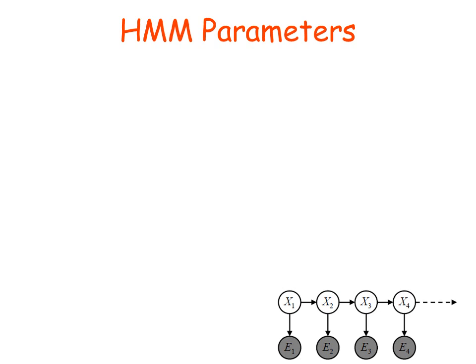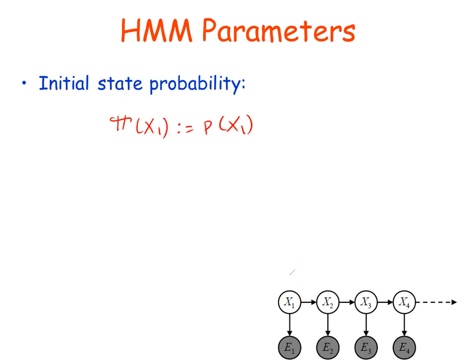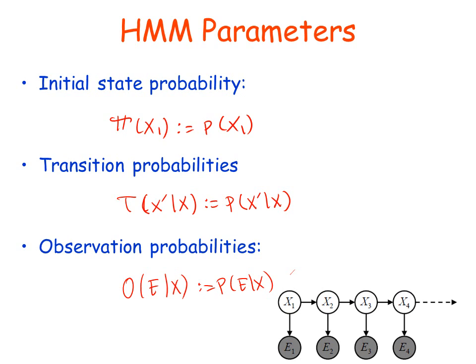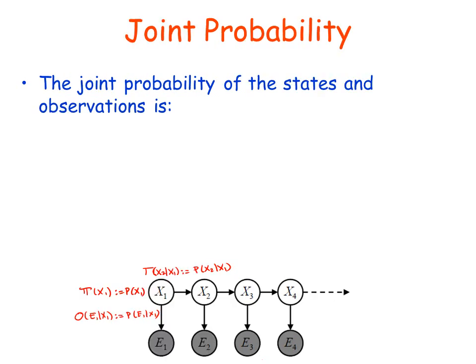Simply speaking, the parameters of an HMM are as follows. We have three sets of parameters in our collection. First, the initial state probability, pi of x1, then the transition probabilities, T of x prime given x, the next state given the current state, and observation probabilities, O of e given x, which is the probability of observation e given the state x.